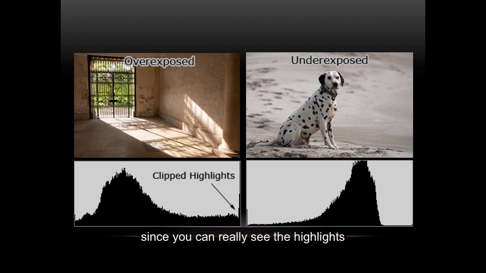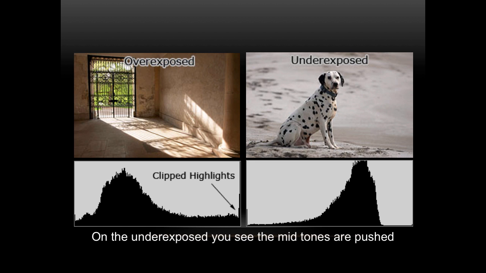you can really see the highlights that are pushed to the edge of the chart. So in this example here on the left, in the overexposed, you can see some clipping has occurred. That means some pixels have just turned pure white without any detail, and I'm assuming it's because of that sun coming in.